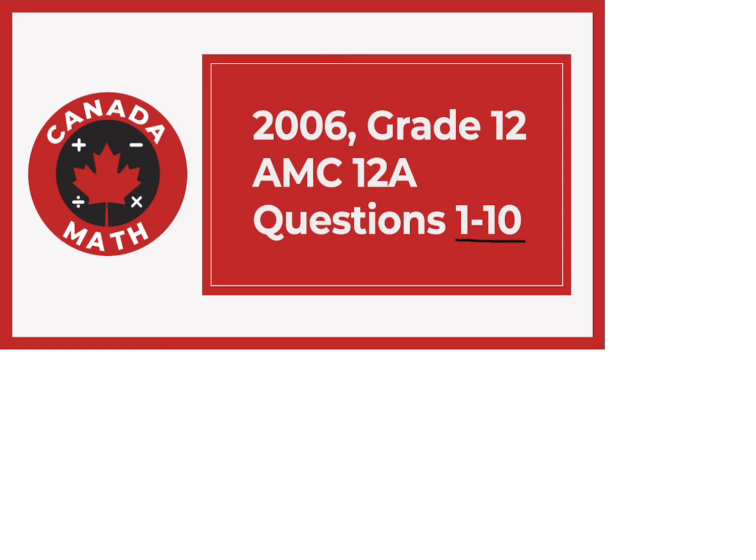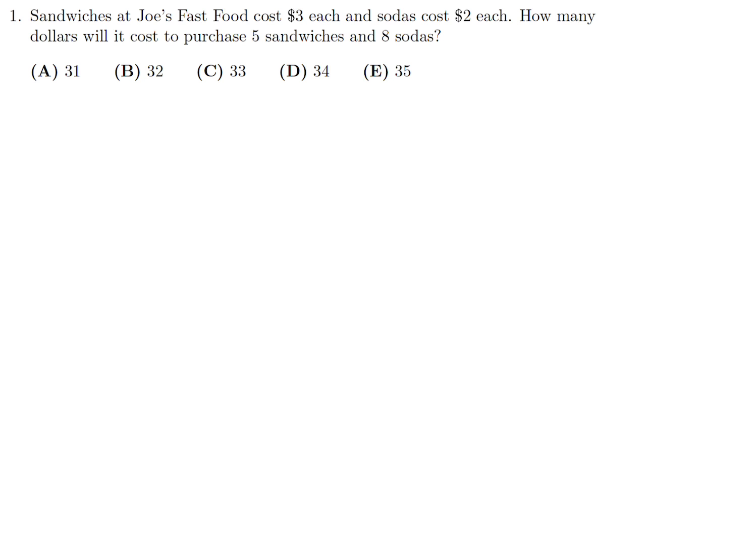Questions 1 through 10 on the 2006 Grade 12 AMC 12A. Sandwiches at Joe's Fast Food cost $3 each and sodas cost $2 each. How many dollars will it cost to purchase 5 sandwiches and 8 sodas?